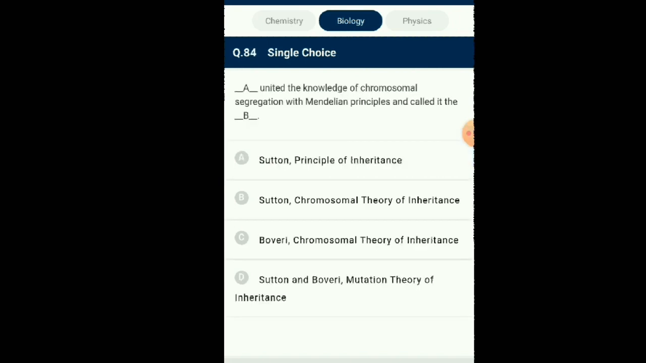Question number 84. Who united the knowledge of chromosomal segregation with Mendelian principles and called it the chromosomal theory? Sutton worked on grasshoppers and Boveri worked on sea urchins. They observed that the behavior of chromosomes was parallel to the behavior of genes during meiosis and mitosis. Sutton united the knowledge of chromosomal segregation with Mendelian principles and proposed the chromosomal theory of inheritance. So the answer for this question is option B, Sutton, chromosomal theory of inheritance.